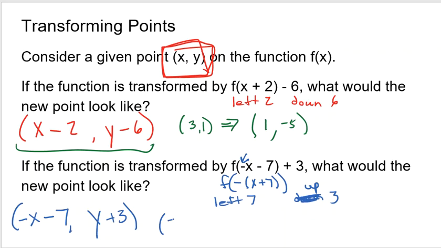So again, if the original point was 3, 1, what's the new point? Well, plug in 3 for x. First it becomes negative, negative 3. Minus 7 is negative 10. Then plug the 1 in for y. 1 plus 3 is 4. So there's my new point, negative 10, 4.